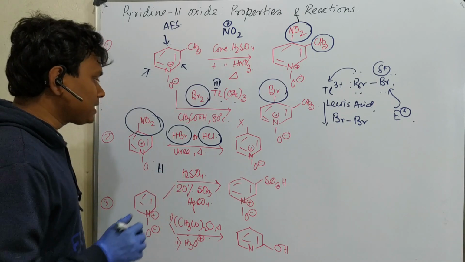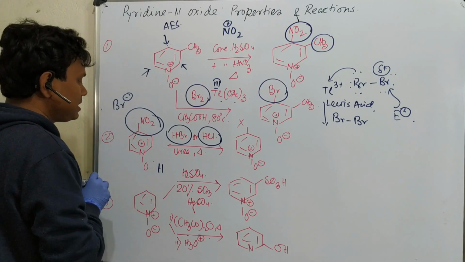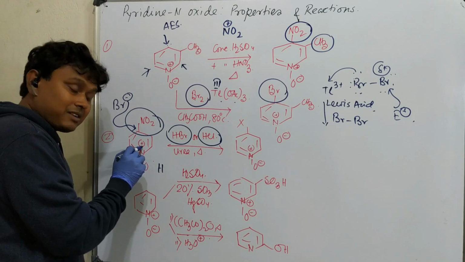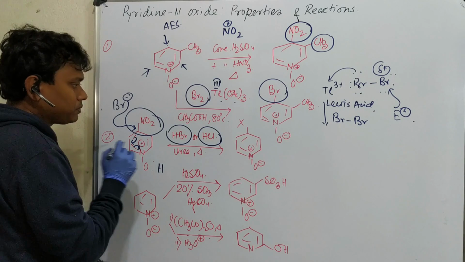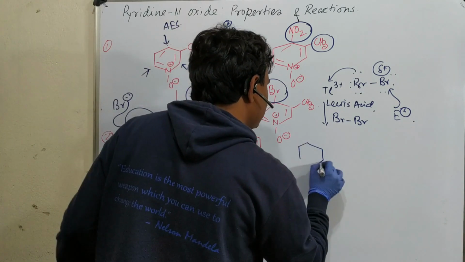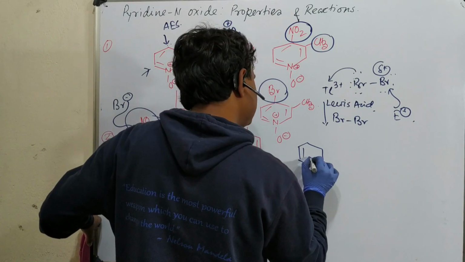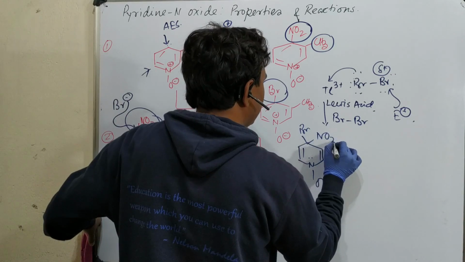Second point, what is expected when it attacks? For example, it's Br. Let's consider the Br. Then this Br will attack here because this nitrogen is a cationic species, electron deficient. So now it will come, it will open. So what will be the intermediate expected? The intermediate is that this lone pair, this is the Br and this is NO2.